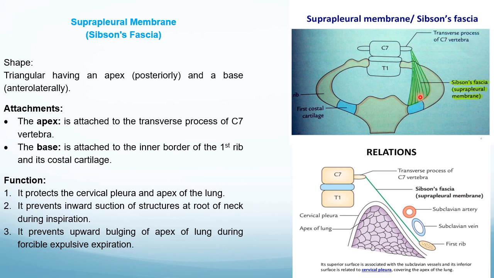Function number 1: protect the cervical pleura and the apex of the lung, prevent inward suction of structures present at the root of the neck during inspiration, and prevent upward bulging of the apex of the lung during forcible expulsive expiration. Here, this structure lies superficial to the suprapleural membrane: the subclavian artery and vein, and this line represents the fascia, the suprapleural membrane, the green line here.